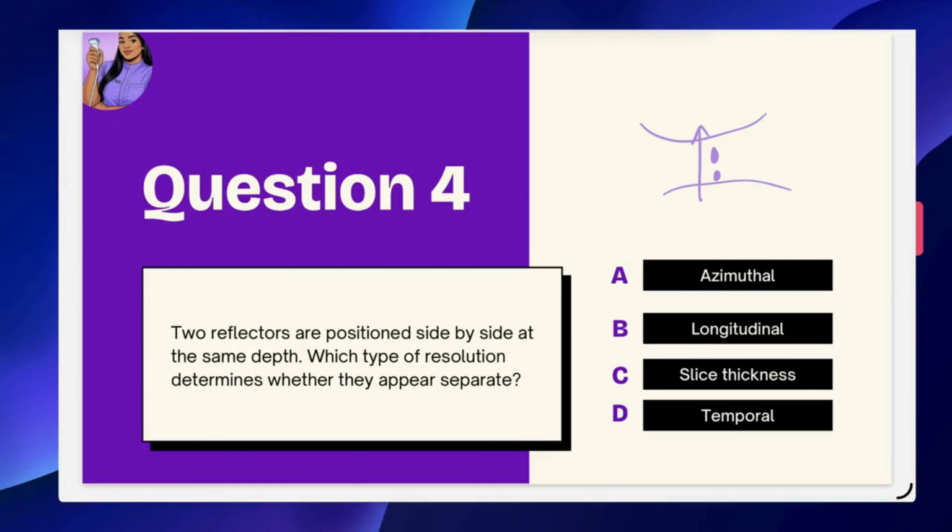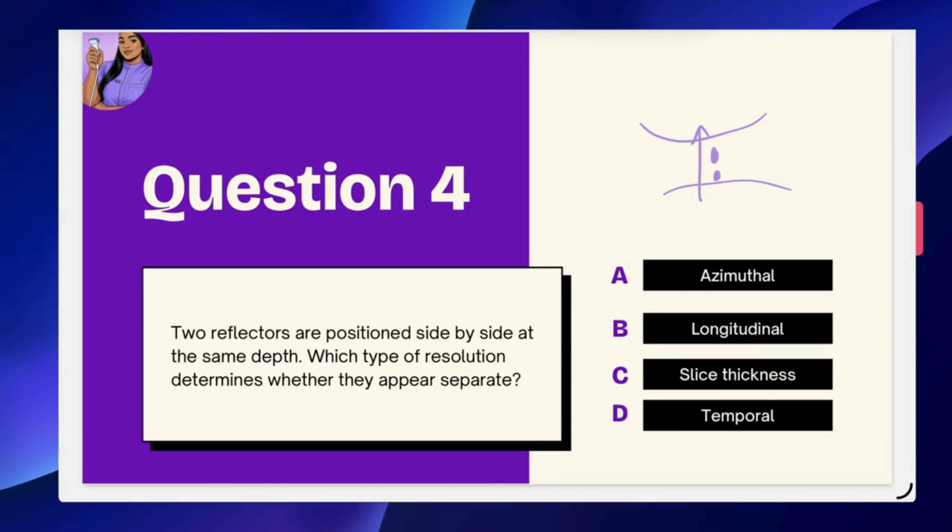The type of resolution that we know that deals with that is what? Lateral resolution, right? And that's what they're asking in this question. That's all they want to know. Which type of resolution determines whether they appear separate? Automatically, when you see side by side, you're thinking, okay, it's lateral, right? But guess what? They don't have lateral in these options. Look, they have azimuthal, longitudinal, slice thickness, and temporal.